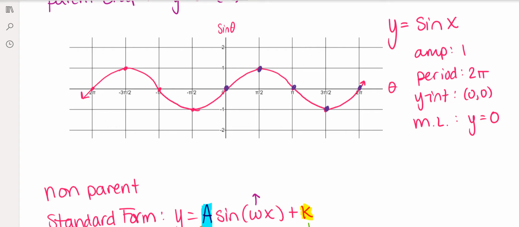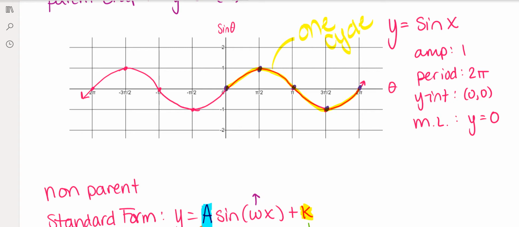So I also want to point out this, and you guys will want to add this stuff to your parent graph. That right there, that's one cycle, one period, of the sine graph. They go up, down, up. They will all have that same look.